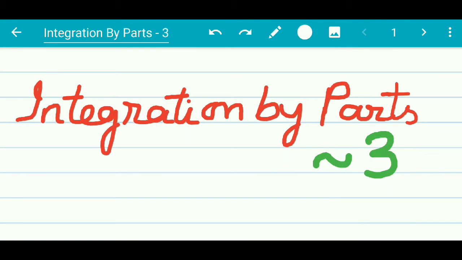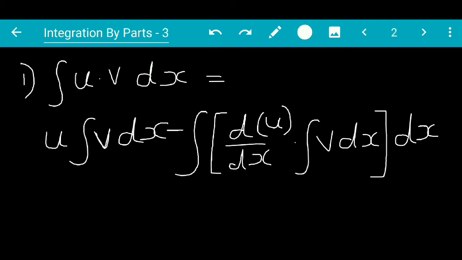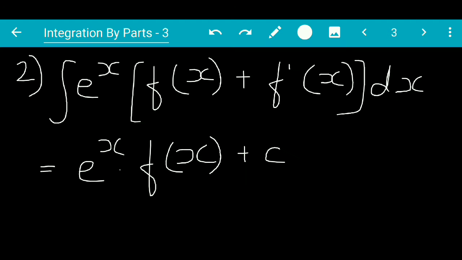Hello students, in the previous few lectures, we have been studying integration by parts, isn't it? We have dealt with this formula, that is integral of u into v dx. I do hope the solution for this formula is thorough in your mind, that you have learnt it properly. We have also learnt this formula, that is integral of e raised to x into f x plus f dash x dx, and the solution for such sums.